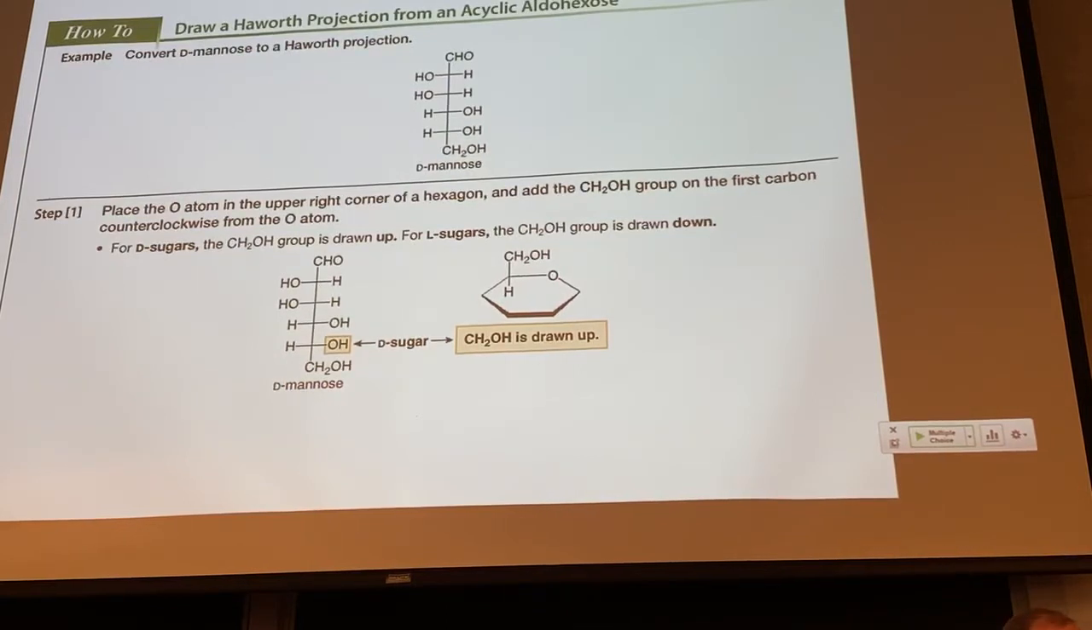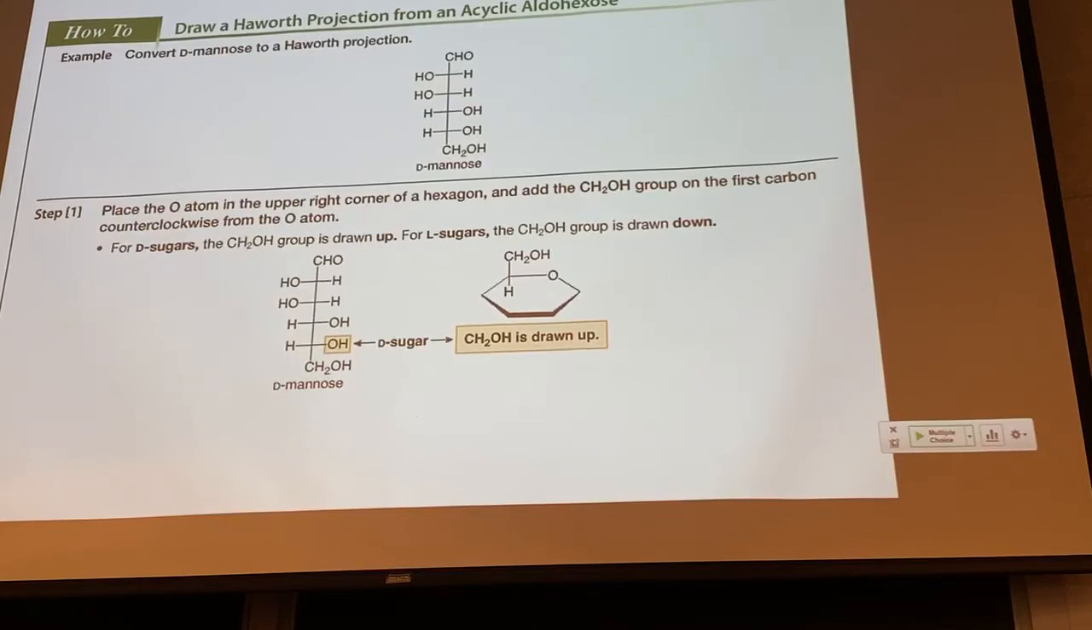It's always easier to draw these if we always put the ether in the back right corner. If we do that, if it is a D sugar, then the primary alcohol is always going to be pointing up when we draw the Haworth projection. We know it's a D sugar if in the Fisher projection, the OH at C5 is pointing to the right. Okay? Any questions on how we put that primary alcohol in place?